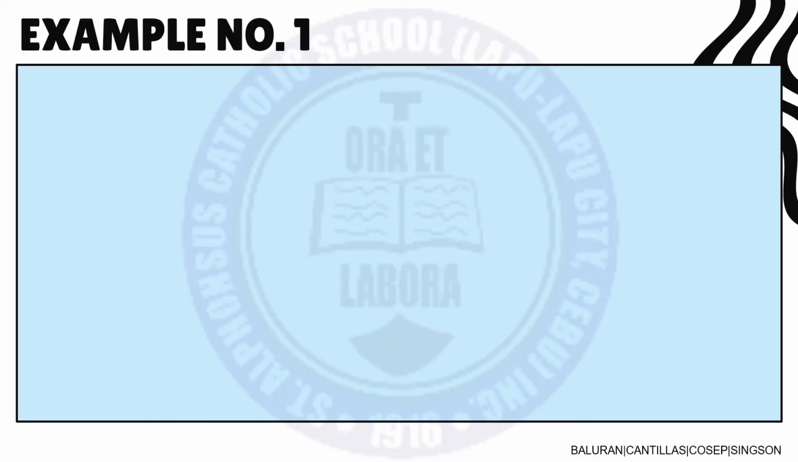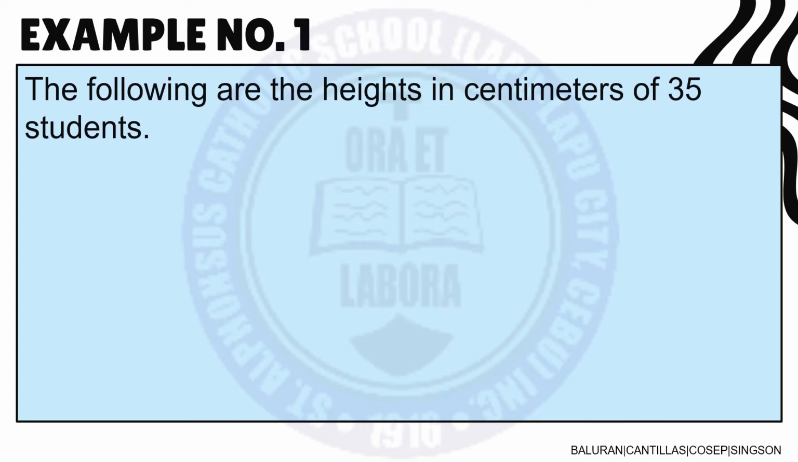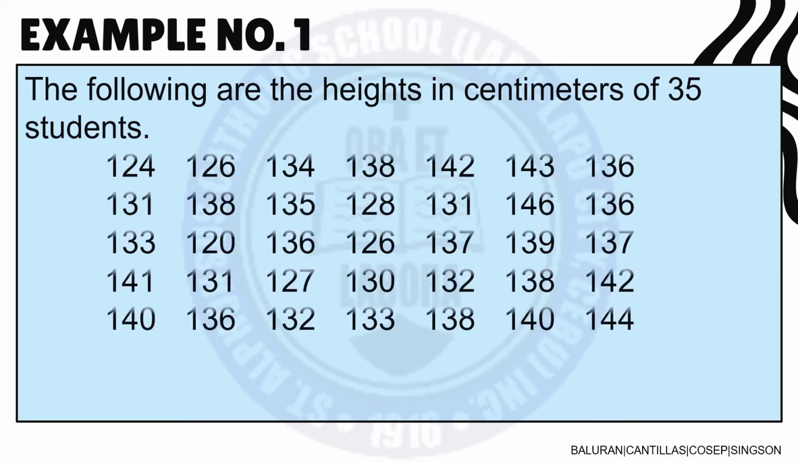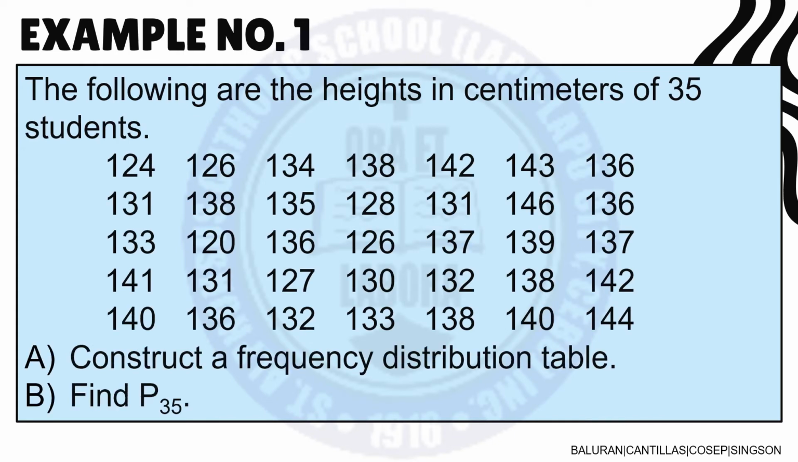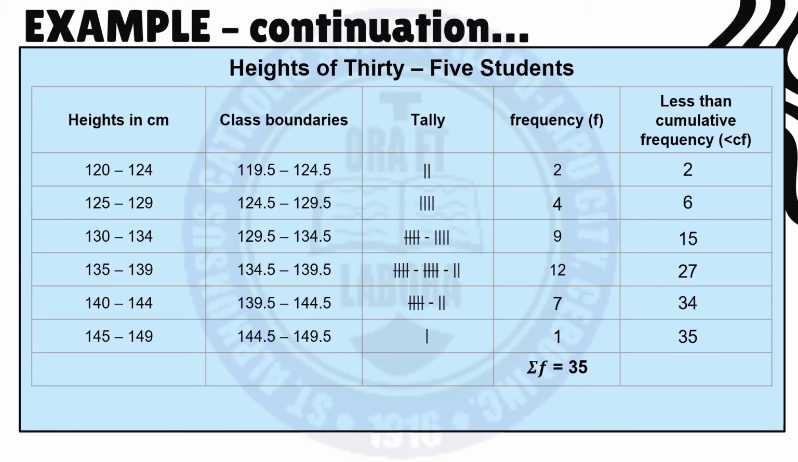Let us now consider our first example. The following are the heights in centimeters of 35 students. Our tasks are to construct a frequency distribution table and to find P sub 35. Since we are using the same data that we had in the previous discussions, this is now the frequency distribution table of our data.